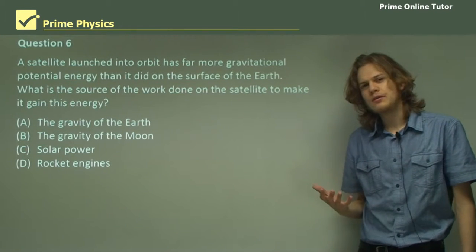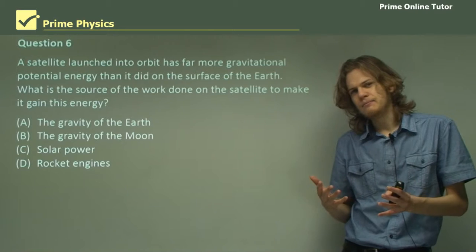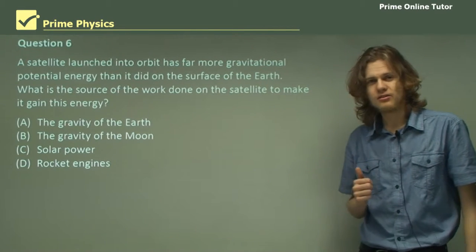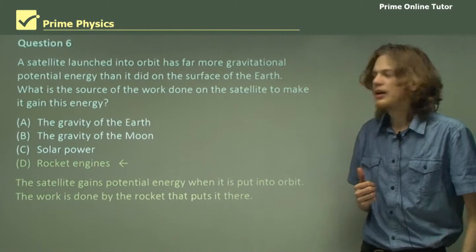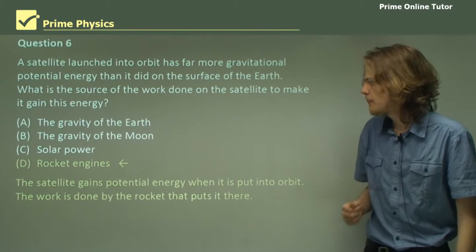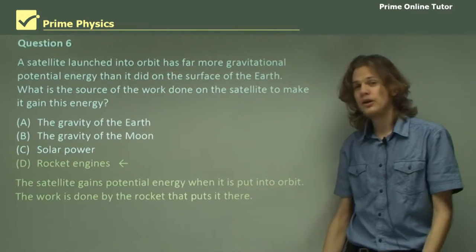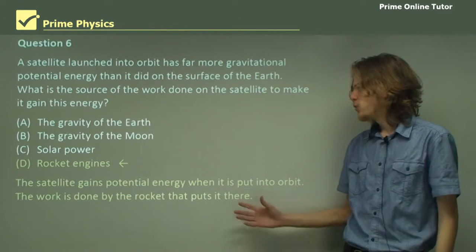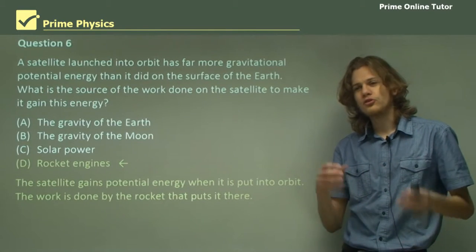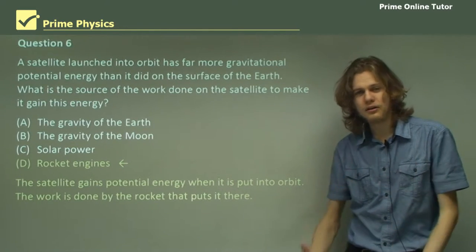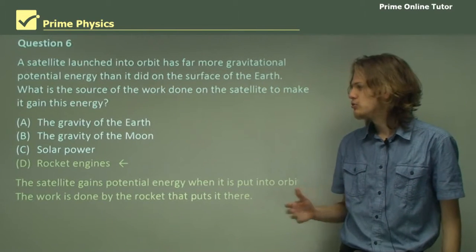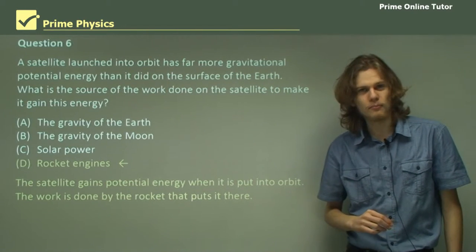So all we have to do here is ask, what exactly is lifting up the satellite? The answer to that seems fairly obvious. It's the rocket engines of the rocket used to launch the satellite. The satellite gains potential energy when it is put into orbit, and the work is done by the rocket that puts it into orbit. Remember that the source of the work being done to lift up the satellite is the rocket engines. So that's where the potential energy comes from.